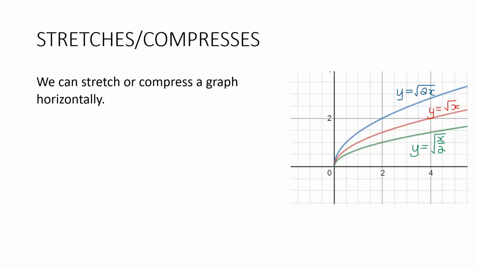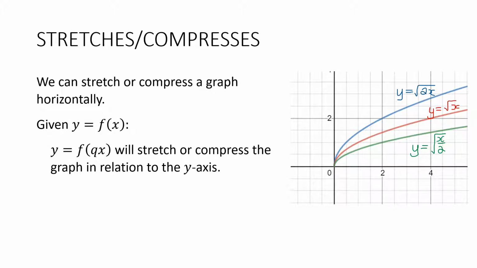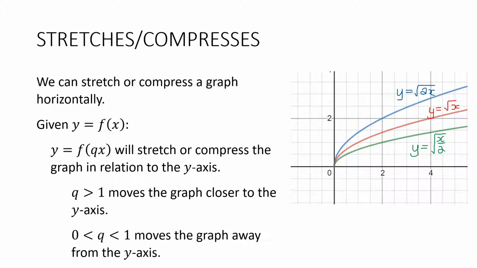But we can also stretch or compress the graph horizontally, and that means that we're going to put the constant in here with the x rather than out the front. And that's going to stretch or compress the graph in relation to the y-axis. So you can see here is our base graph. When we put a number in here that's greater than 1, it's going to move the graph closer to the y-axis. And when we put a number in here that's in between 0 and 1, it moves the graph away from the y-axis. It's actually the same as the previous slide, so I wouldn't get too worried about this.